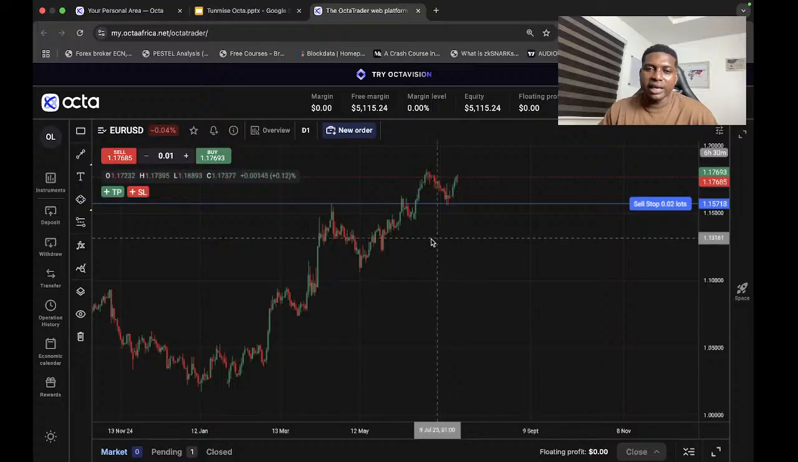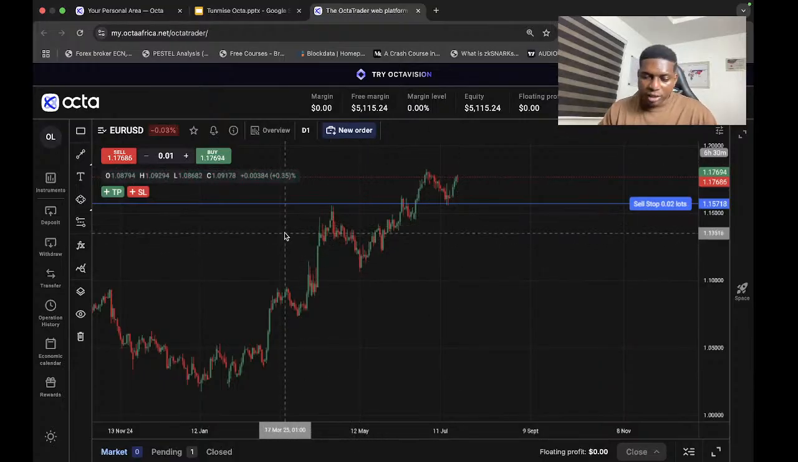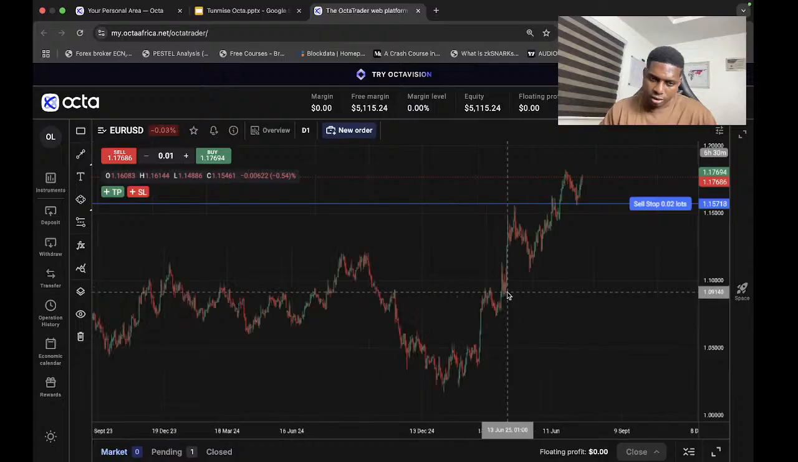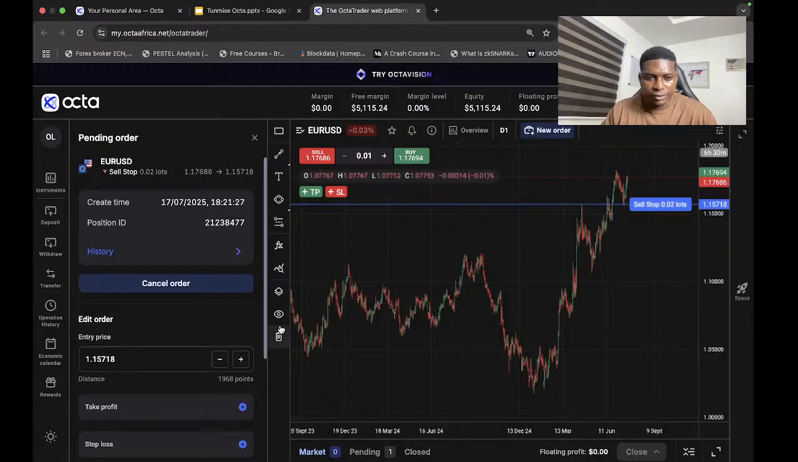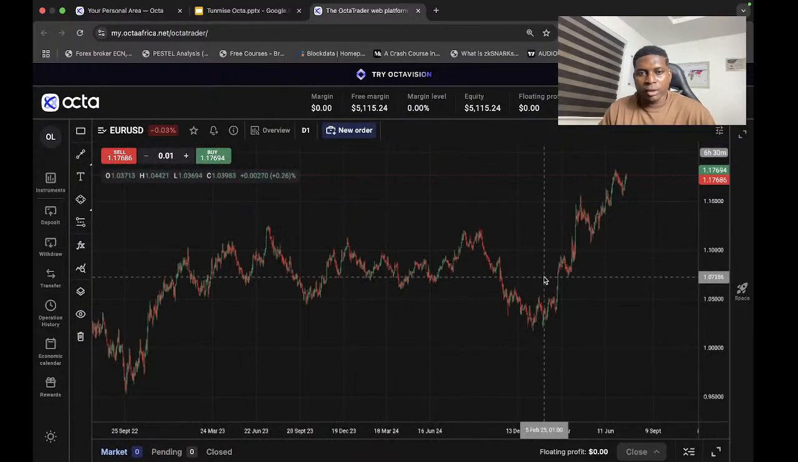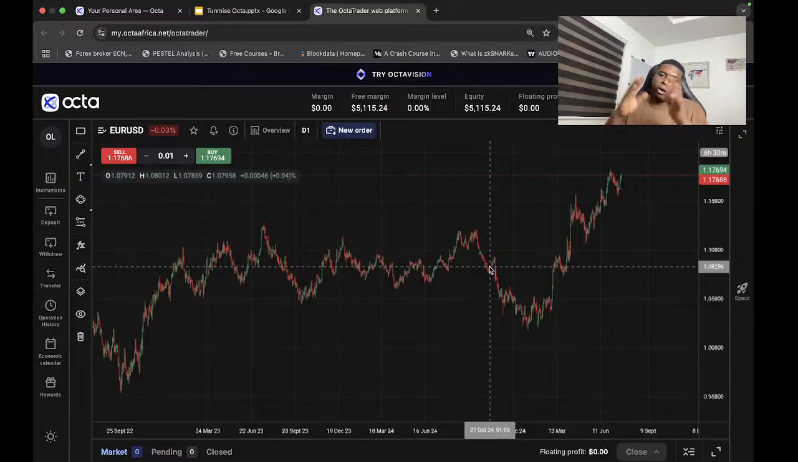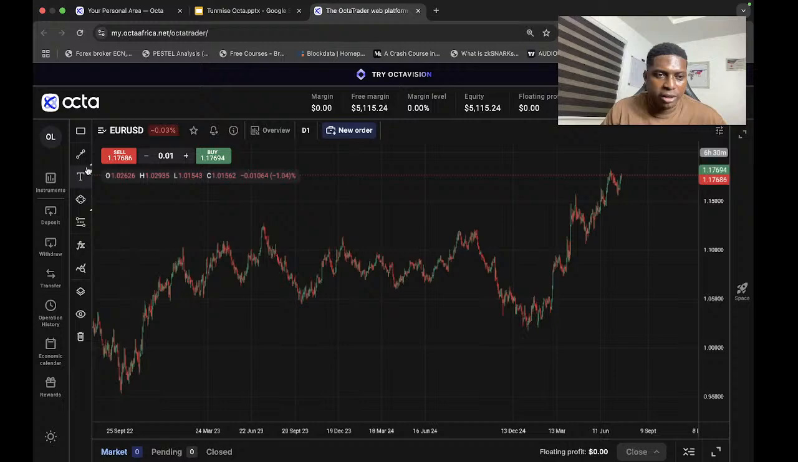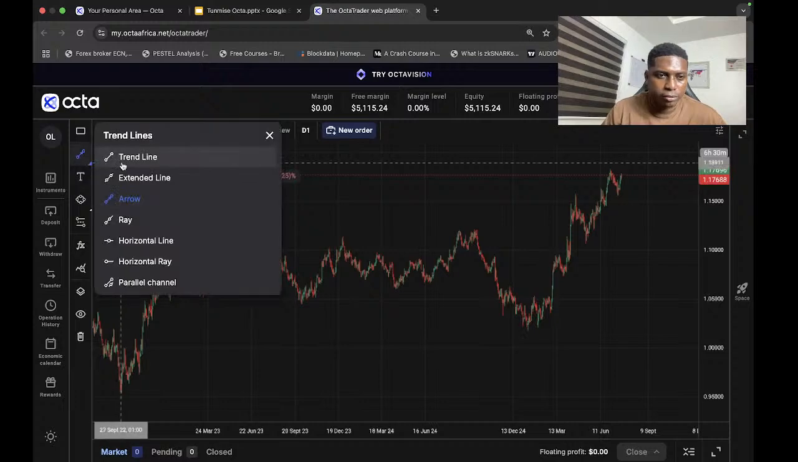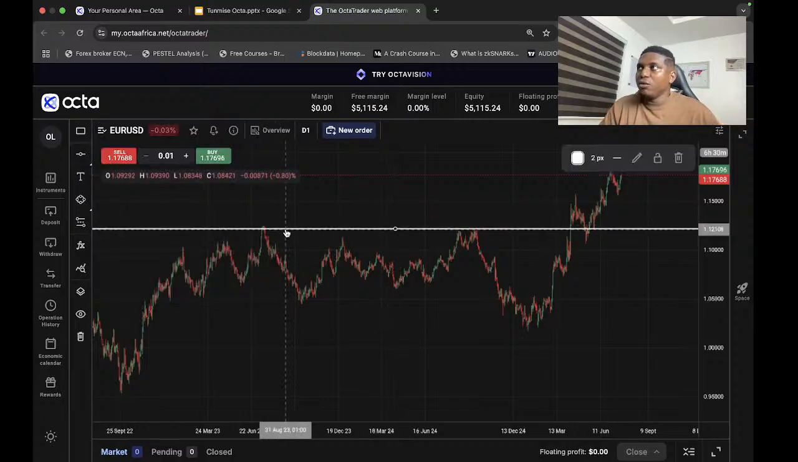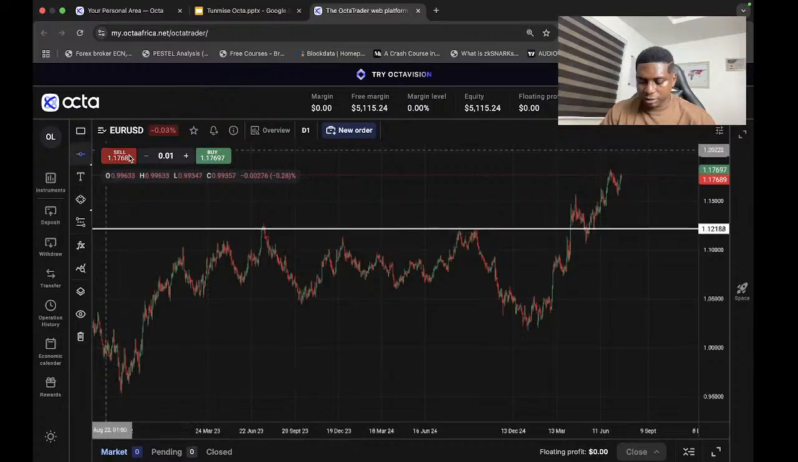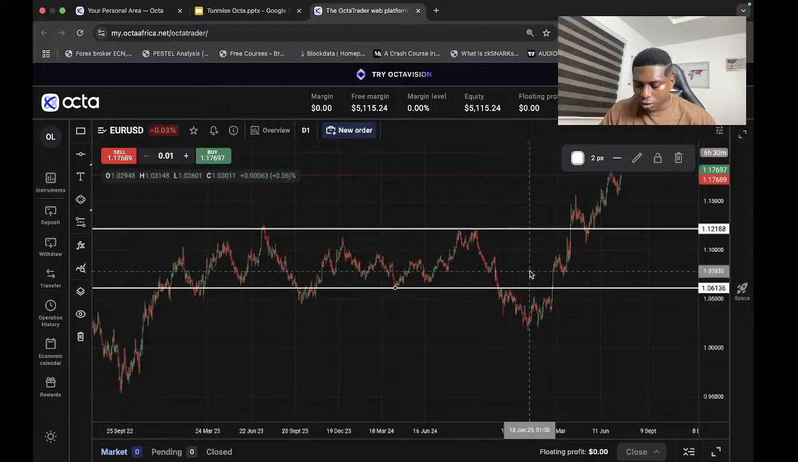Okay, so we're going to examine the Euro USD market. Let's go closer. Now, let me take this off. Now let's examine Euro USD on the daily time frame. So I'm mapping out levels, key levels of support and resistance.